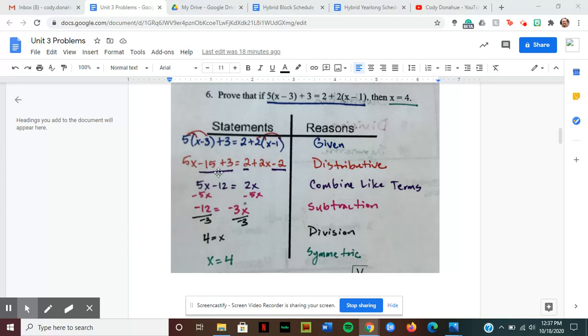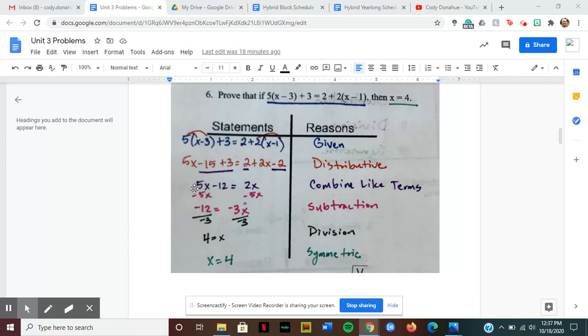Okay, so now I'm going to keep on going. So I have negative 15 and 3 on one side. Combine them and I get negative 12. I have 2 and negative 2. Combine them and they'll actually go to 0, so I don't need them anymore. So to go from your second to your third statement, you had to combine like terms. Remember, combining like terms is only going to be applicable when we are combining things that are on the same side of the equal sign.